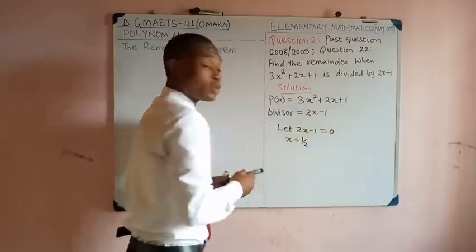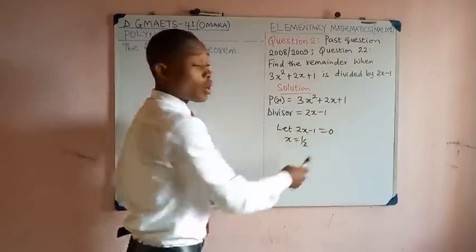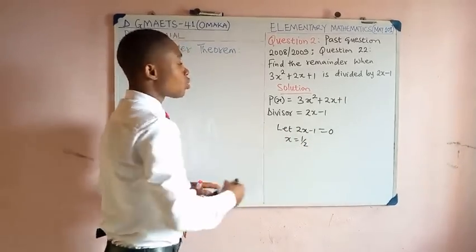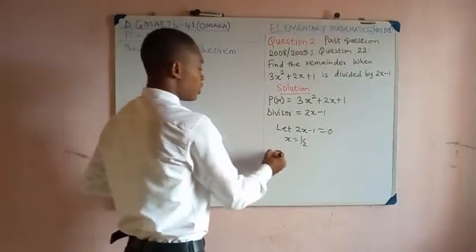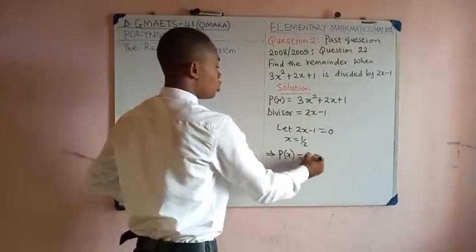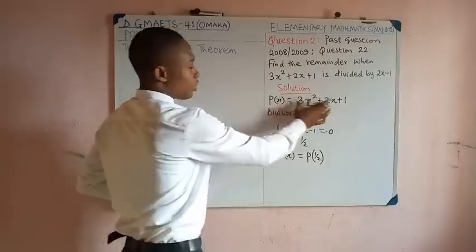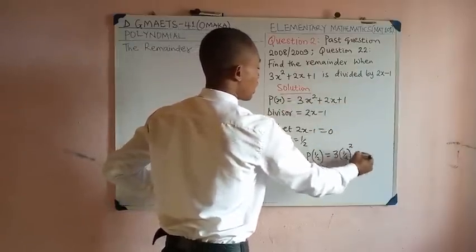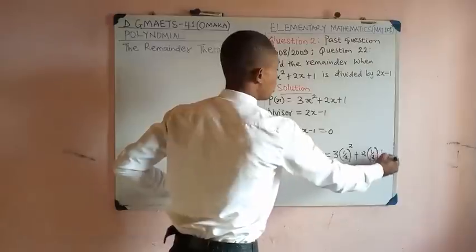and from here x will be equal to 1 over 2. Is that not so? Because you move 1 to this side, it becomes plus 1. So you have 2x equal to 1 and then divide through by 2 to get x equal to 1 over 2. So what do we do? Go to P of x, and then wherever you see x, put 1 over 2. This is our polynomial. So we're going to substitute 1 over 2 for x. So we get 3 into 1 over 2, squared, plus 2 into 1 over 2, then plus 1.